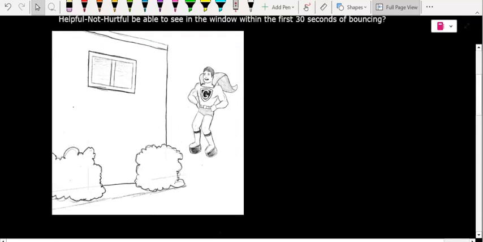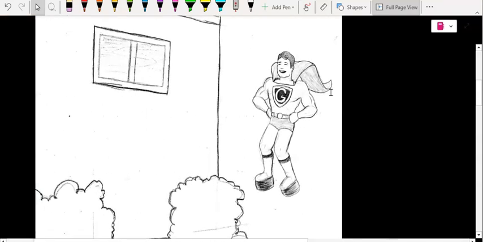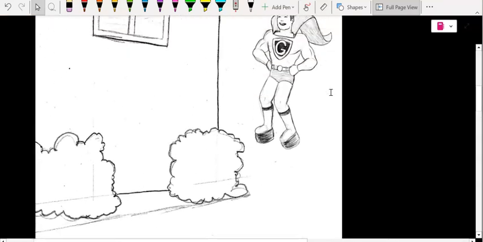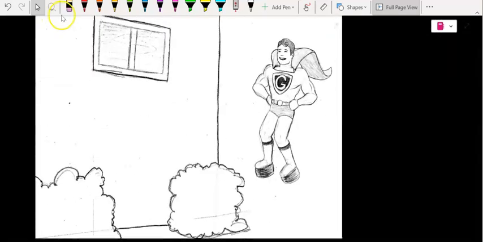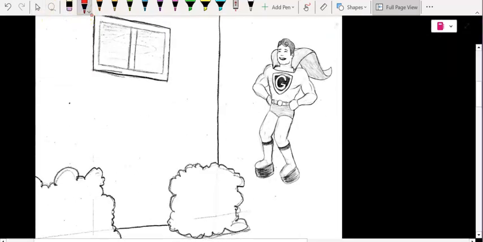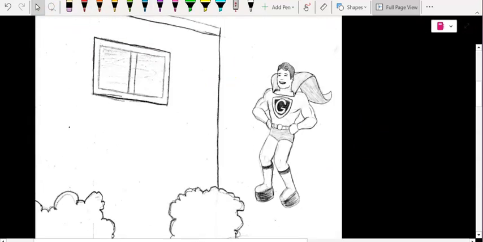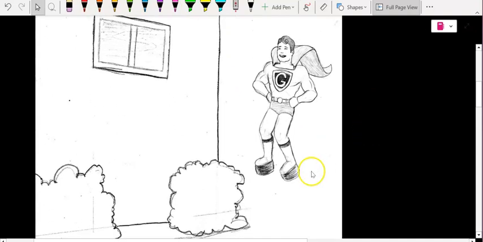And courtesy of Matthew Augustin, I have this drawing. No, I am not capable of drawing this. As you guys should know, if you are one of my students, I can't draw to save my life. So here's what we've got right here. We've got Mr. Helpful, Not Hurtful bouncing up and down on the ground outside of a window right here. He's using his trampoline boots that he's got right here.